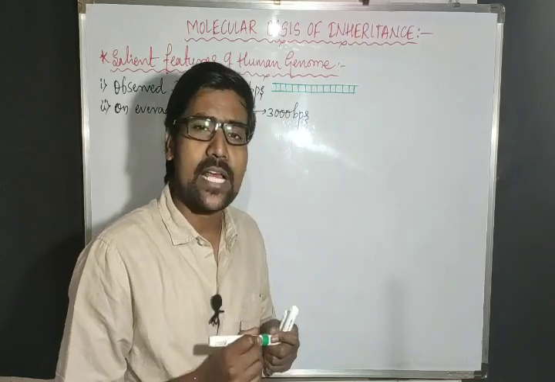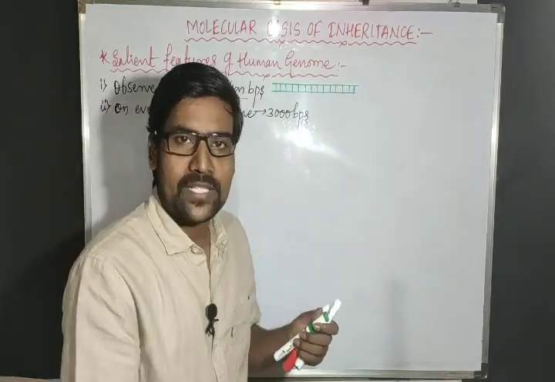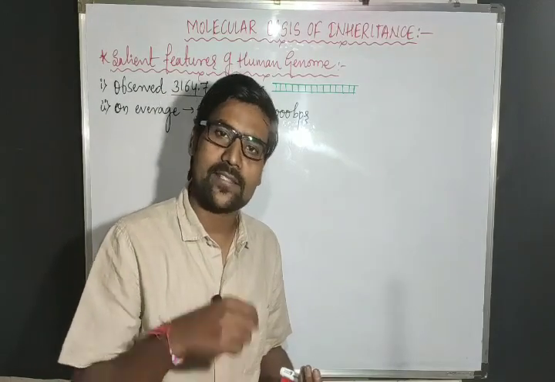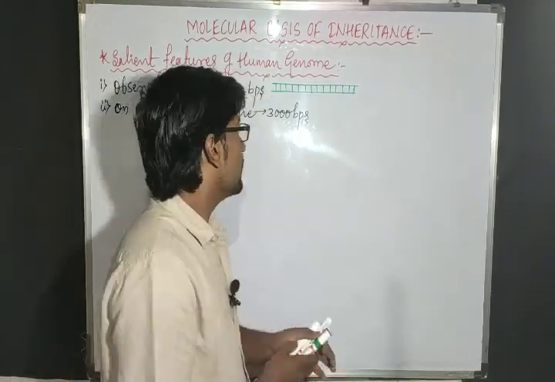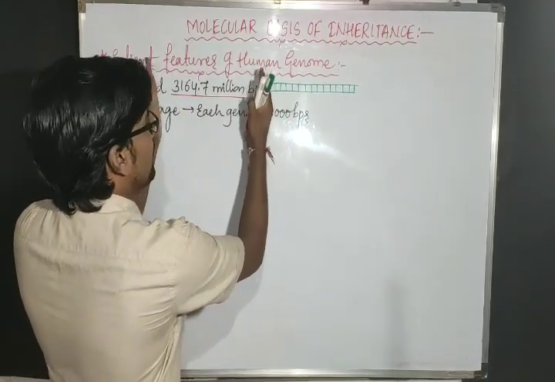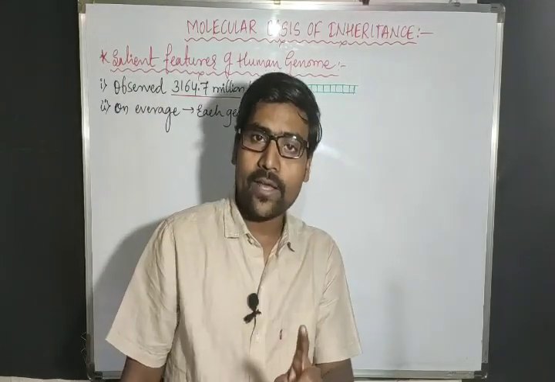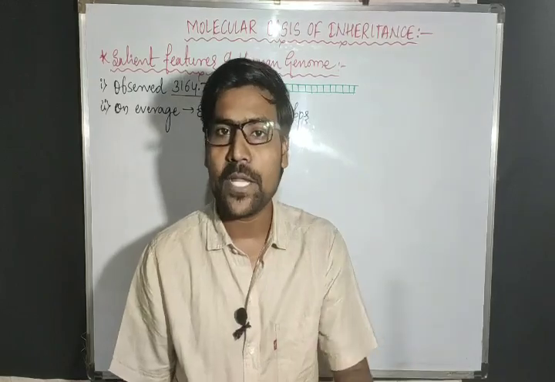Many genes are present, and some genes are expressing while some are not expressing, that is, transcriptionally active or not. For all the genes, this many base pairs are present. Then the question arises: on average, how many base pairs does one gene contain?